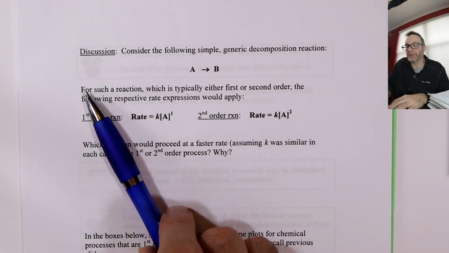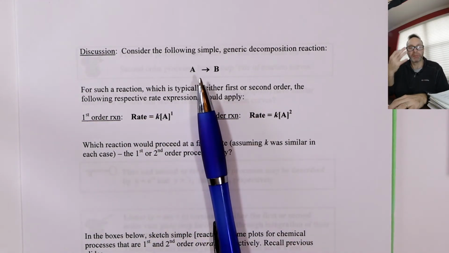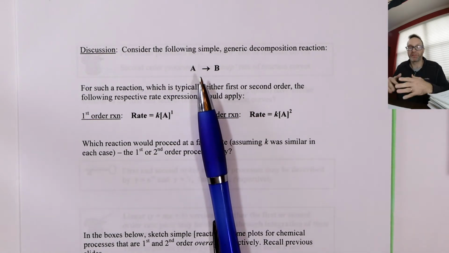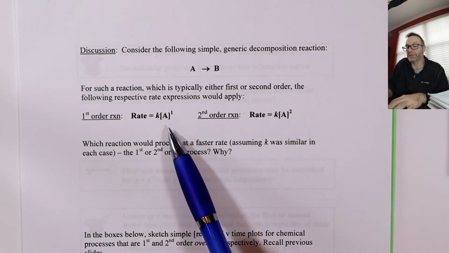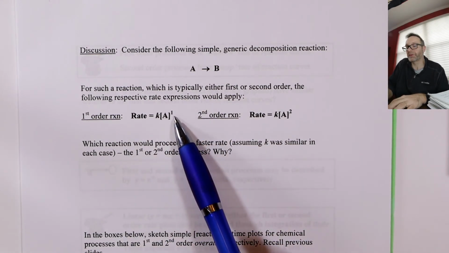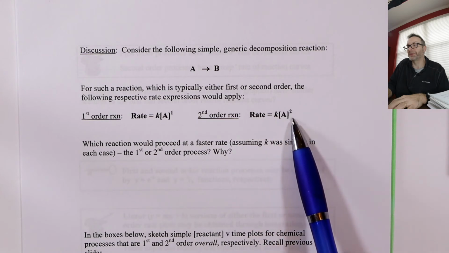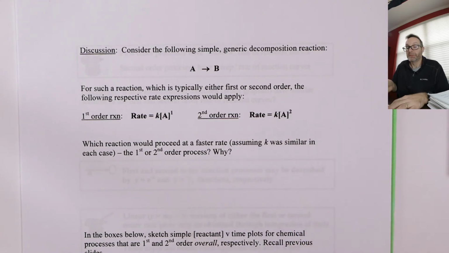So for such a reaction, does A fall apart by itself? Or does it bump into another A and they then fall apart? I don't know, there's some mechanism we don't know, right? But it's either going to be first order, and we'll get something like that, first order, or it's going to be second order, right? Okay, because there's only one reactant, it can't be 0, can it?